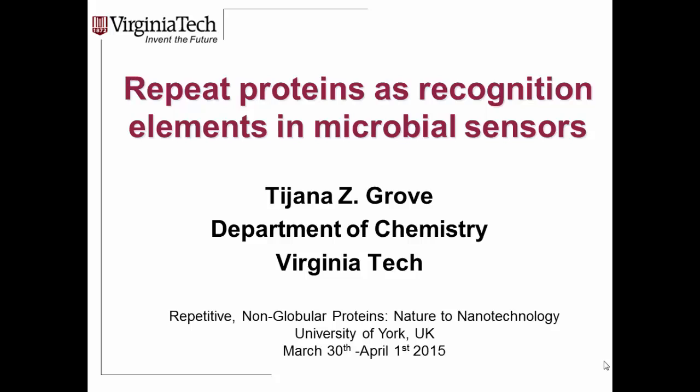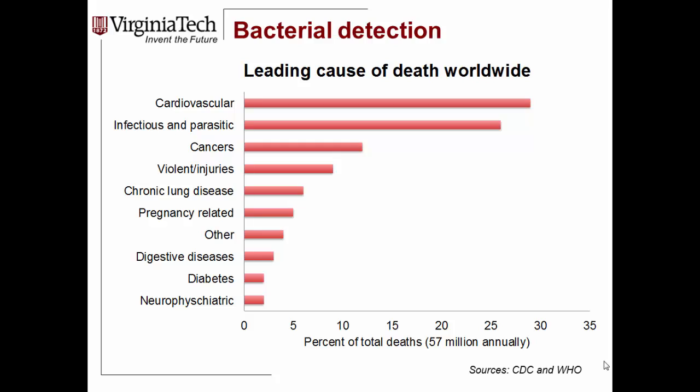I will talk today about the design of repeat proteins as recognition elements for microbial sensors. Infectious and parasitic diseases are a second leading cause of death worldwide, according to the CDC and World Health Organization. And numbers are especially alarming when we talk about developing countries.